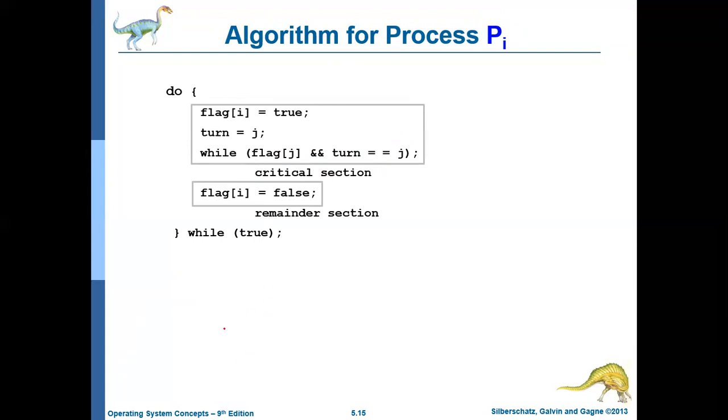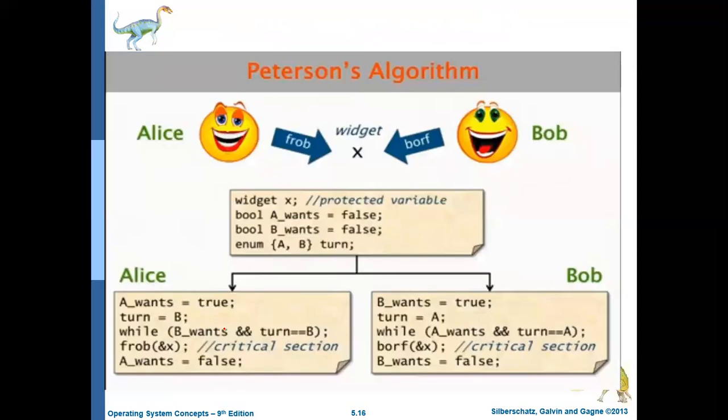So let us discuss this algorithm with an example. Let us assume there are two processes. One is Alice and the other one is Bob. Both of them are using a shared variable, and the name of the shared variable is x.